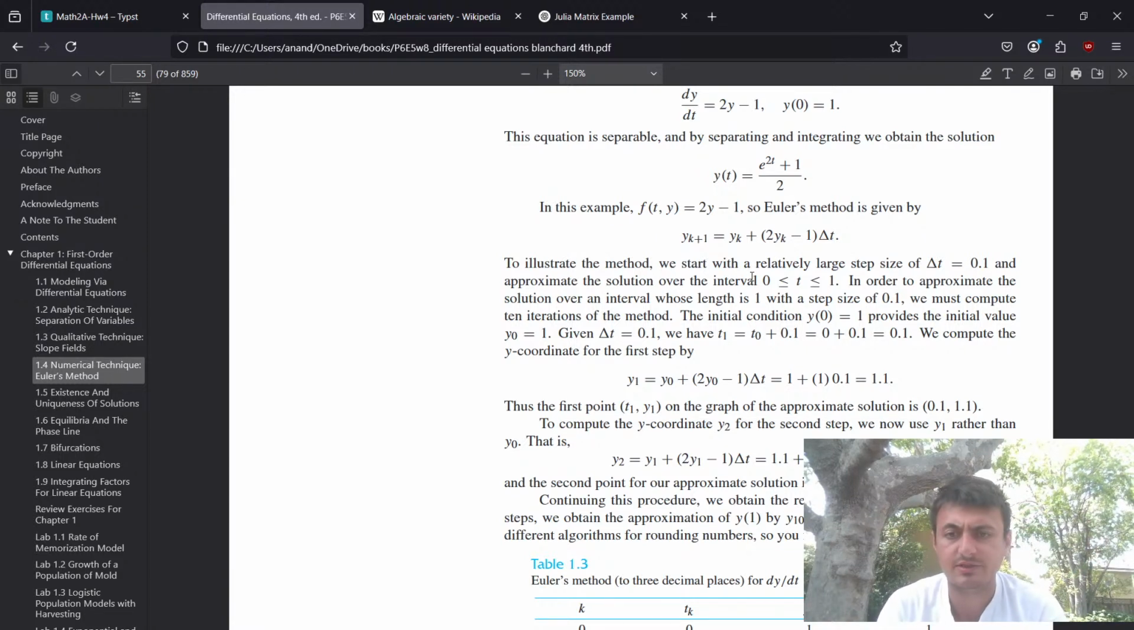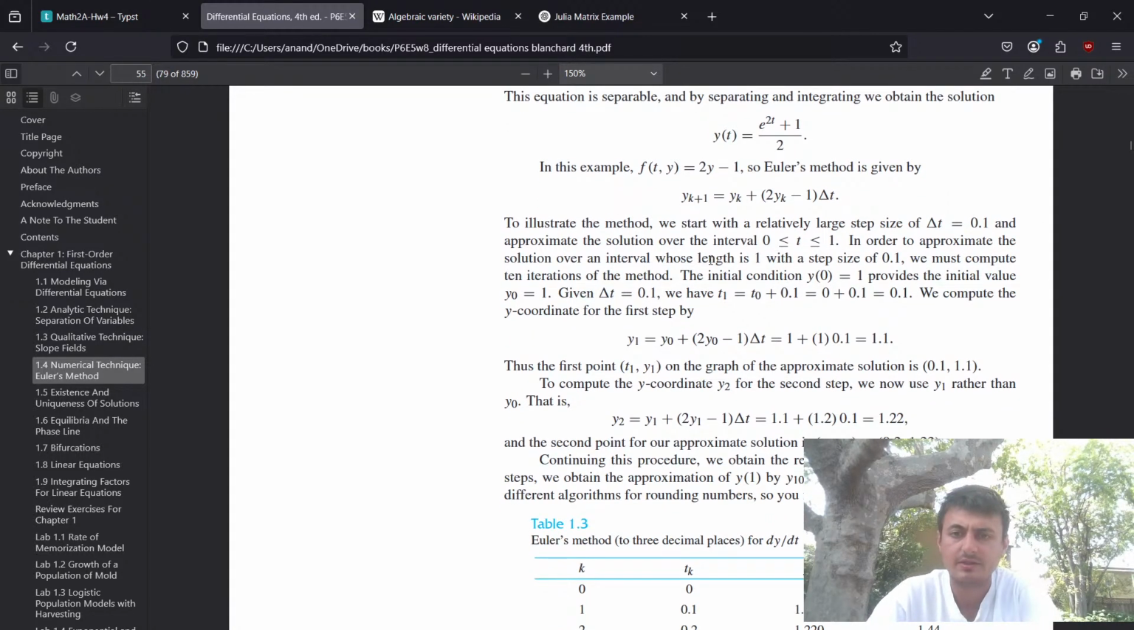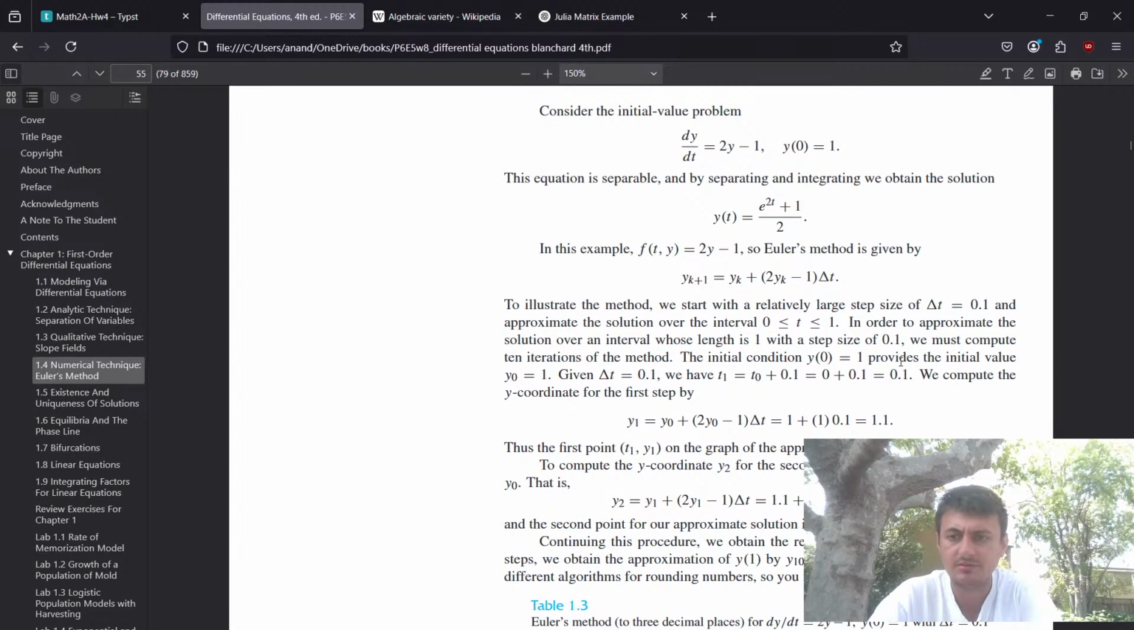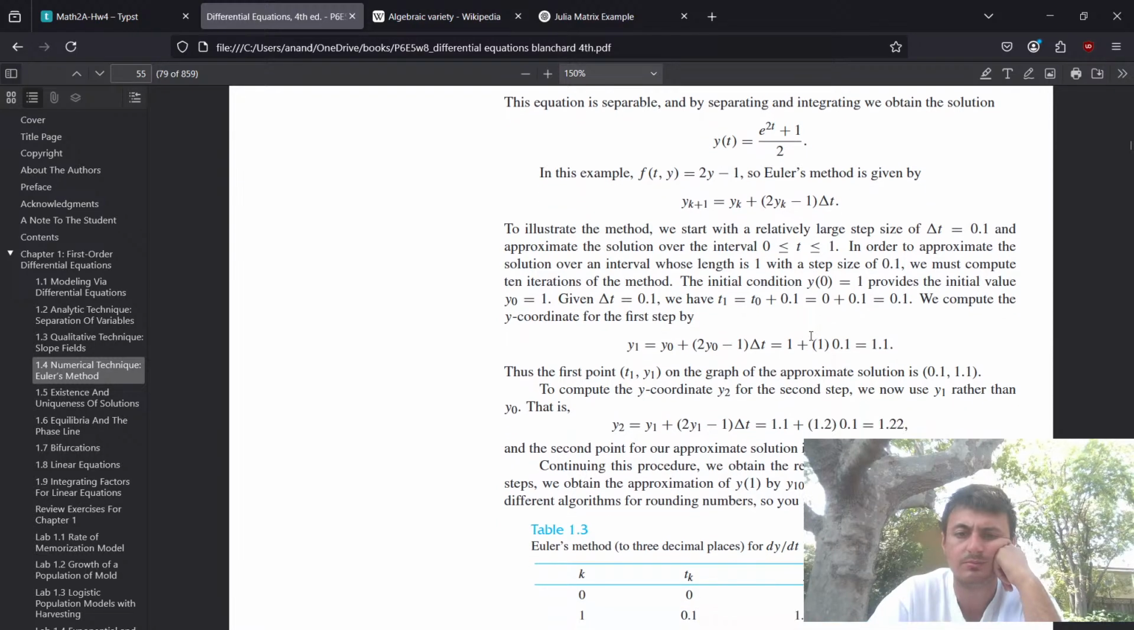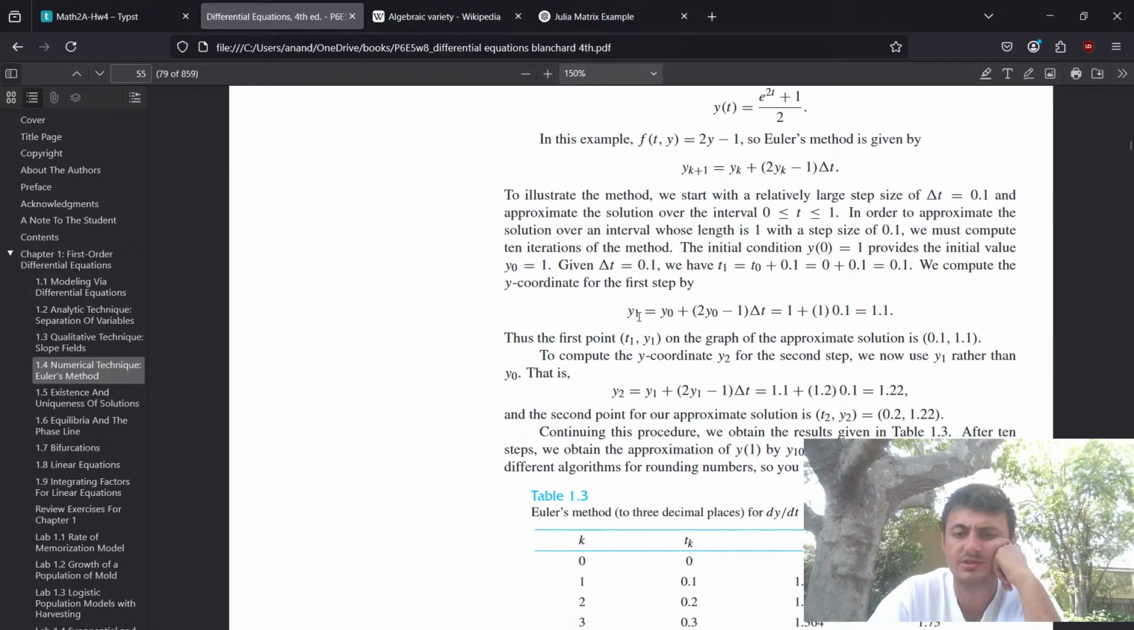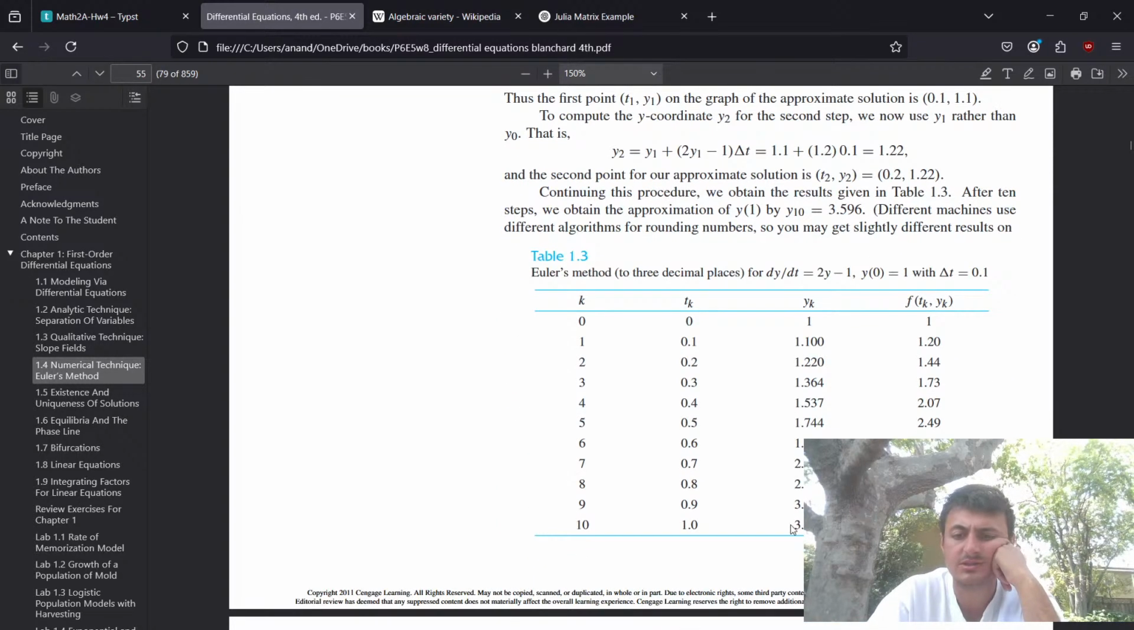Approximate the solution over the interval 0 to 1. In order to approximate the solution over an interval whose length is 1 with step size 0.1, it's going to be 10 iterations. Okay, we get the initial condition here. Given delta t is equal to 0.1, we have t1 equals 0.1. Compute the y coordinate by the procedure. Okay, here we go. There's the simulation.